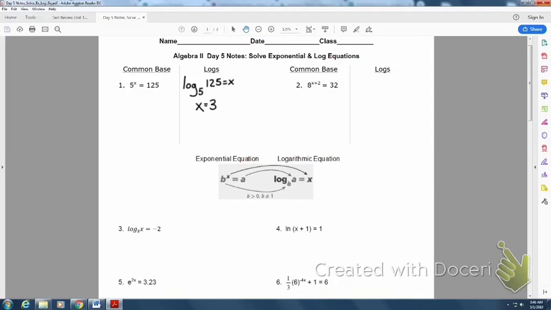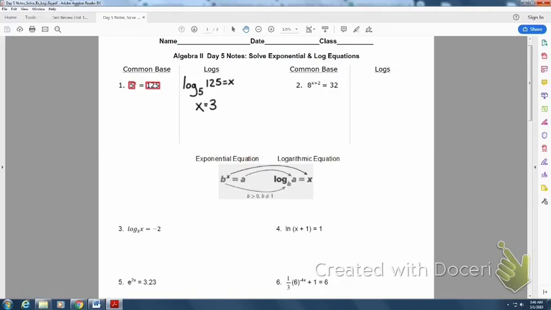Alright, so we've done it that way already. That's kind of the way you should be familiar with it. Doing it by common bases. The idea behind this is to change the two bases that you have so that they share a common base. So I have 5 and I have 125.